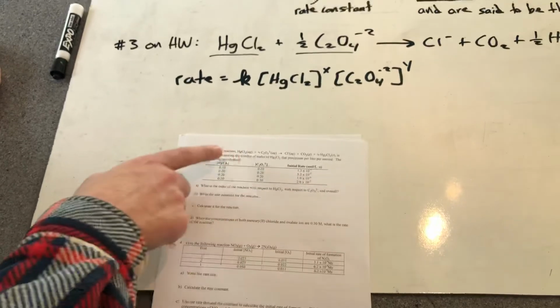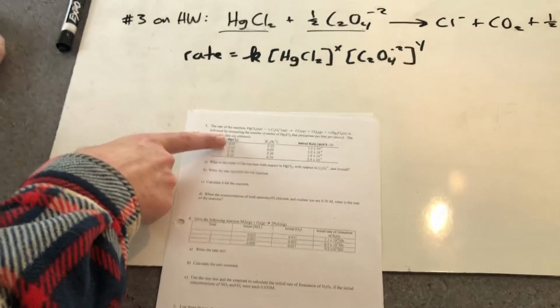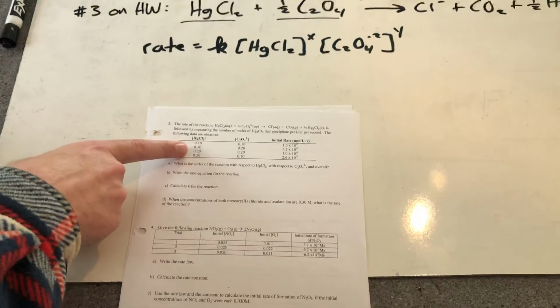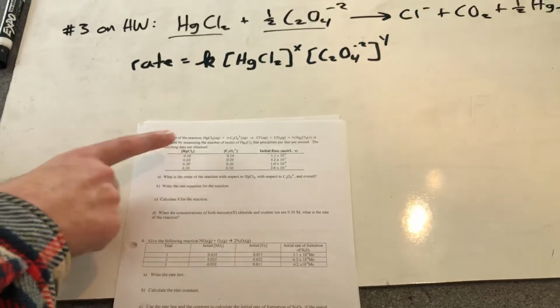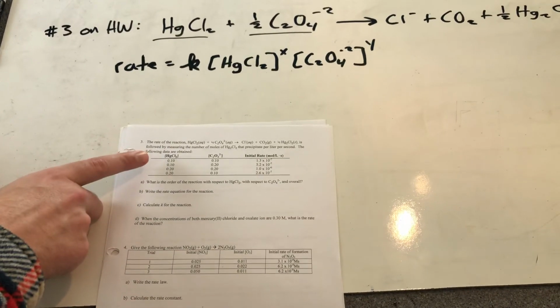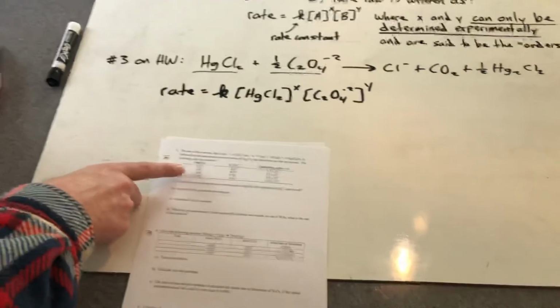Over here, we call this experiment 1, experiment 2, experiment 3, experiment 4. We want to find 2 experiments to compare where HgCl2 is changing and C2O4 2- is not changing. So if we look closely, what are we going to choose here?